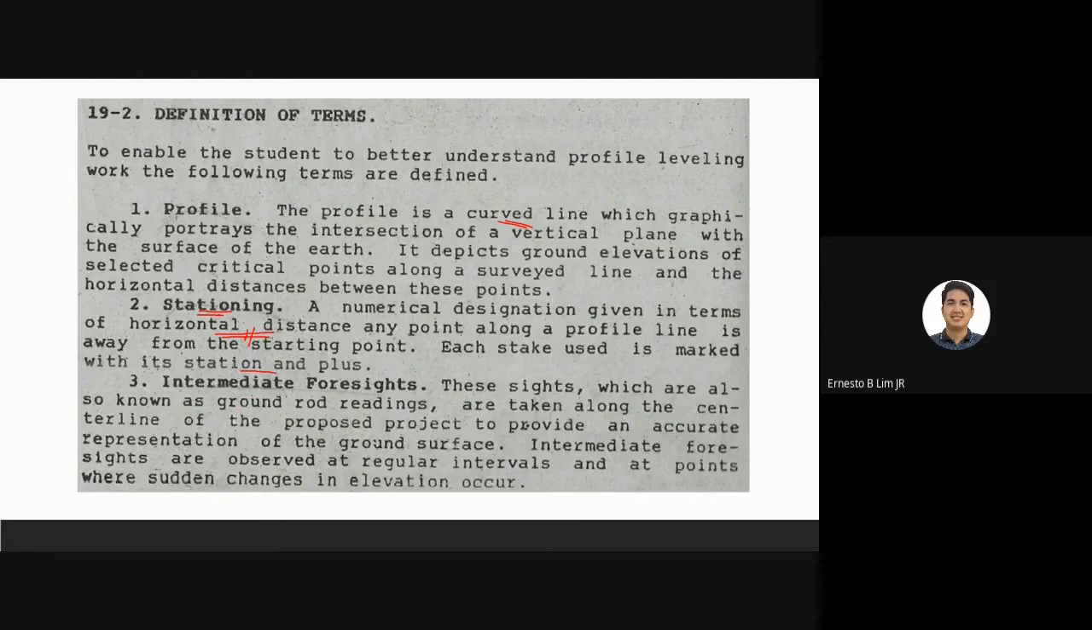Third one is the intermediate foresights. These sights, which are also known as the ground rod readings, are taken along the center line of the proposed project to provide an accurate representation of the ground surface. Intermediate foresights are observed at regular intervals and at points where sudden changes in elevation occur. Later we will know more about intermediate foresights.